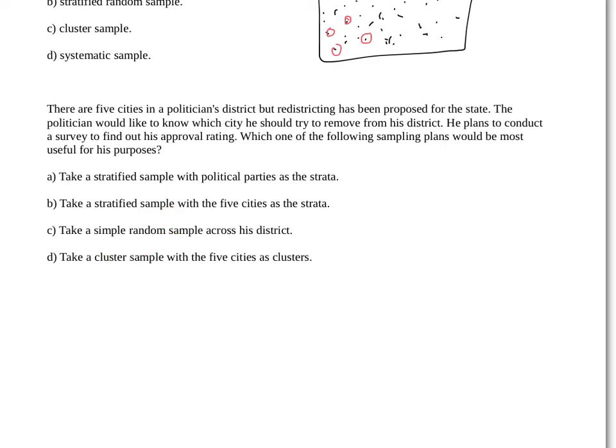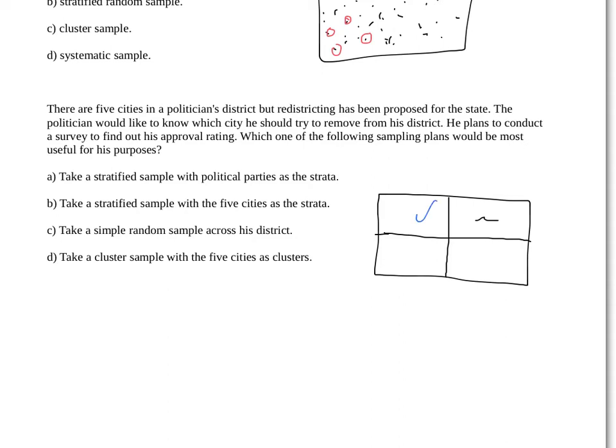Well, he's trying to find out which district he wants to remove. So let's just think about his district, right? Let's say his district has 4 cities. And maybe he's really well liked here. They like him a lot in this district. They're like okay about him here. They like him a lot here too. But in this district, they just do not like this guy at all. Right? Let's say that that's how it actually is. And he wants to know which of these 4 cities should he drop out of his district.